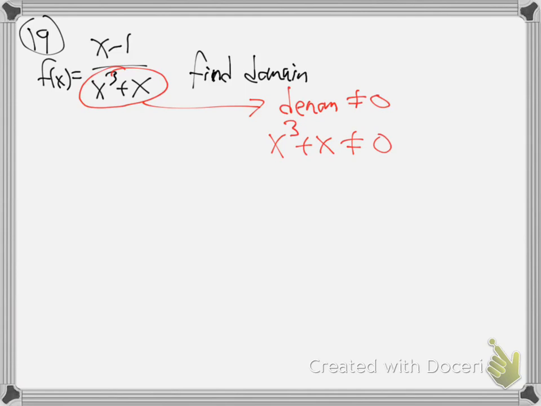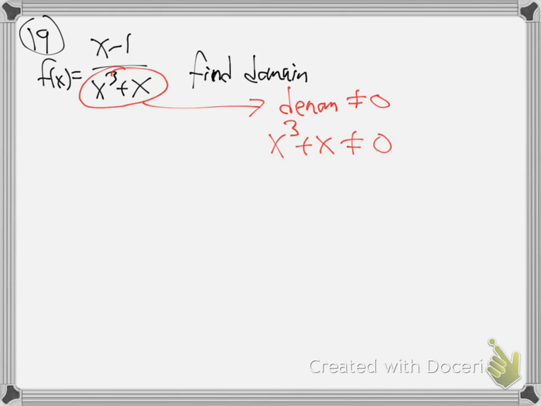Are we good so far? Is that the same as saying you can't put in 0 for x? No, that's a different thing. We're saying the whole thing cannot equal 0. You can't plug in an x that'll make that whole thing be 0. So we want to find whatever x values would make that 0 and say, don't plug those in.